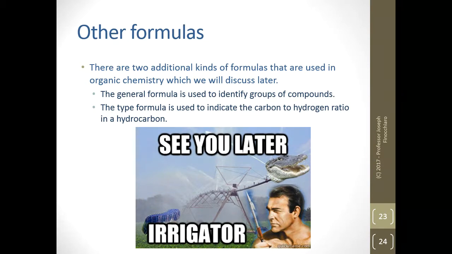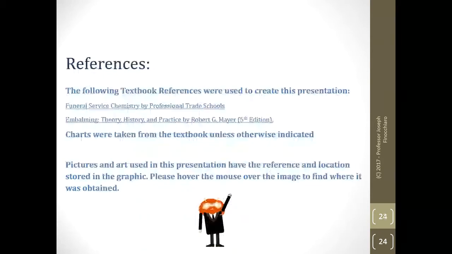There are 2 additional kinds of formulas that are used in organic chemistry, which we're going to discuss later, a general formula and the type formula. General formulas are used to identify groups of compounds, hydroxyls, stuff like that. Type formula is used to indicate the carbon to hydrogen ratio in a hydrocarbon.